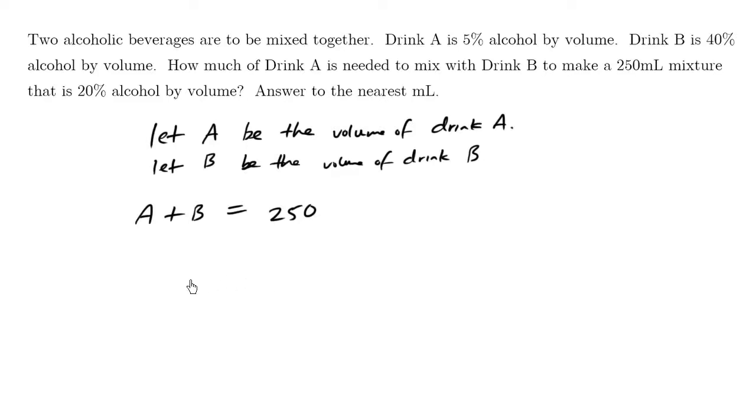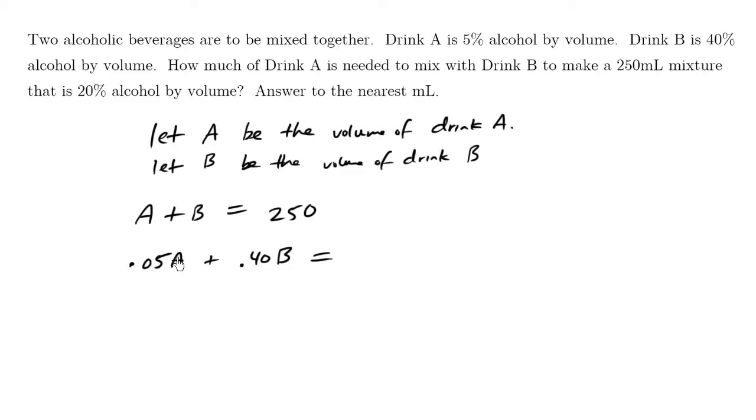Now the challenging part is to set up the second equation. Generally, we drop the percentages in front of the variables. So drink A is 5% alcohol. 5%, if we divide it by 100, is 0.05A. We're talking about drink A. And then plus drink B is 40% alcohol, so 0.40B is equal to some amount here. Now, we follow the pattern of dropping the percentages in front of the variables, but let's think about the meaning.